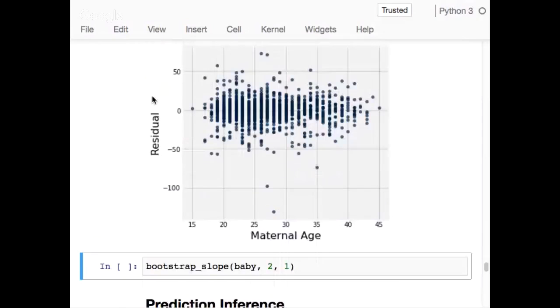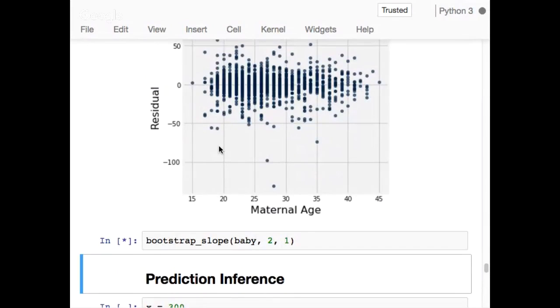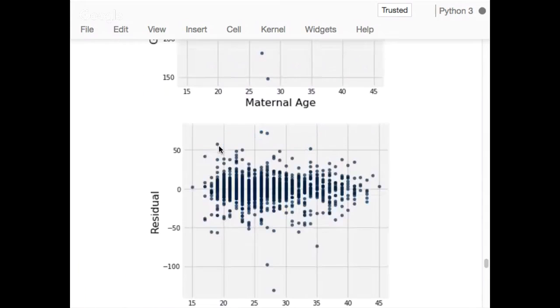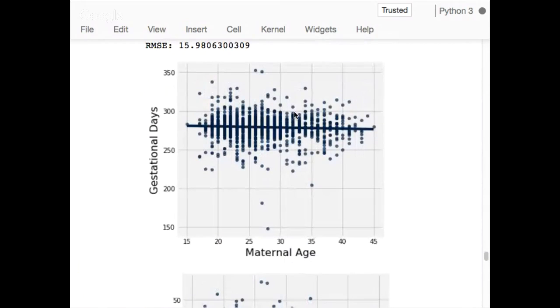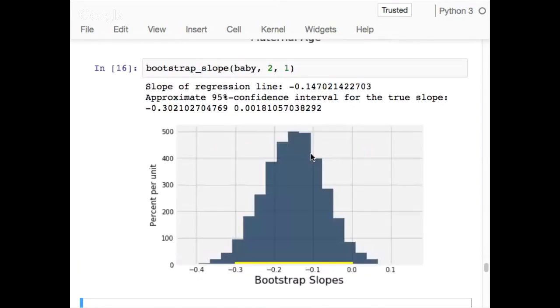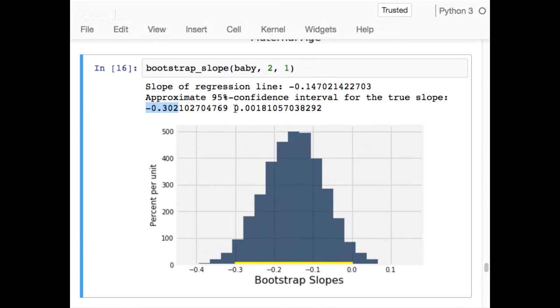Okay, so let's take a look. I just need to run this one cell, because I already wrote the code and put it into a function. Just call that and let it chug along. What's happening here is that we're resampling the points. We're taking this scatter plot, taking a bunch more points, putting a line through them, doing that a bunch of times. And what do we get? We get a confidence interval that goes from -0.3 to 0.001.